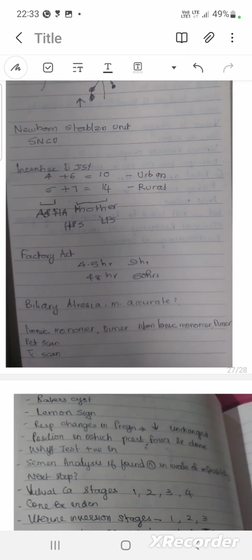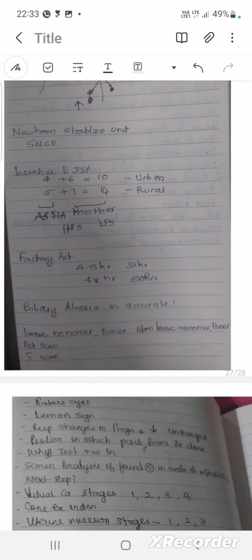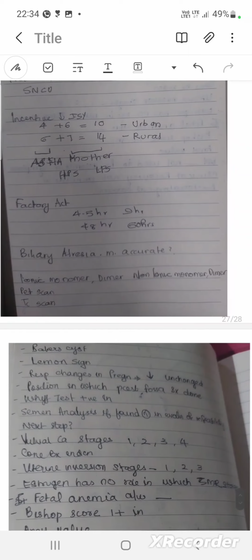Then newborn stabilization unit and SNCU. SNCU is special newborn care unit. So SNCU we know that is in the tertiary care. So newborn stabilization unit is in CHC.